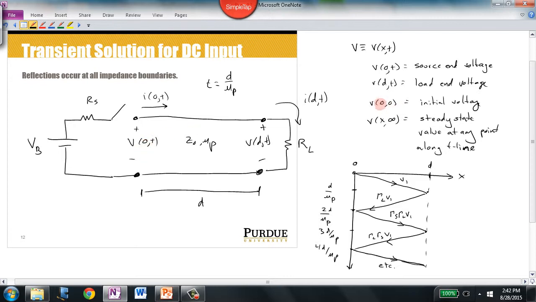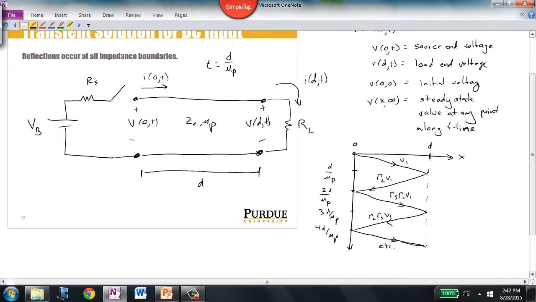v of 0 comma 0 is the initial voltage. It's the very first voltage that's imparted at the transmission line at time t equals 0. And then we've got one more nomenclature, v of x comma infinity, which says that at any point along the transmission line, what's the value of the voltage when t has got really, really large, and we call that the steady state value.